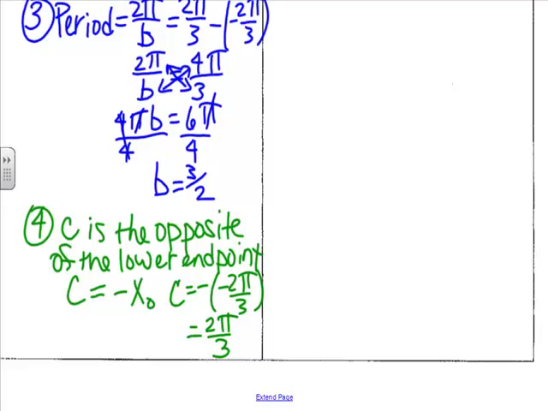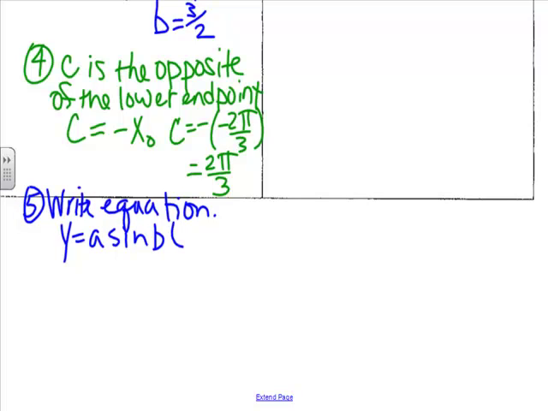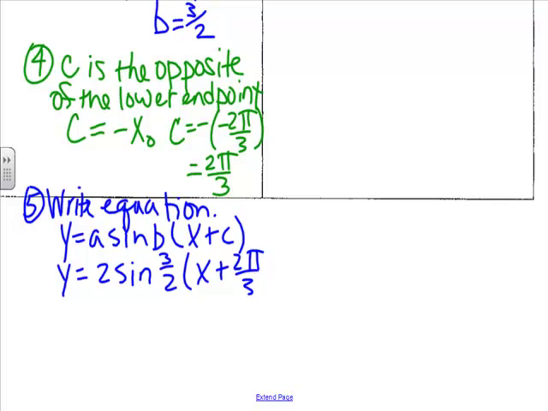Okay, we're almost there. So step 5 then is just to fill the blanks in and write your equation. And like anything, the more you practice, the easier this will get. So I have y equals a sine b x plus c. And so I'm just going to put the numbers in. So y is equal to 2 sine, b was 3/2, and then x plus 2 pi over 3.